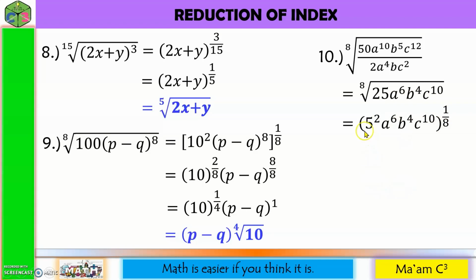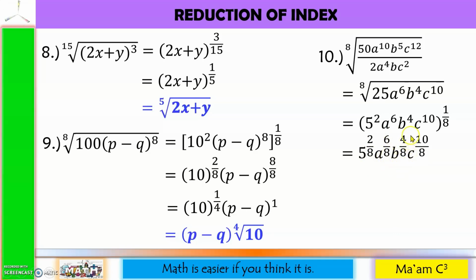So this will be 5 raised to 2 over 8, a raised to 6 over 8, b raised to 4 over 8, and c raised to 10 over 8. Now, let us divide everything by 2. So 2 divided by 2 is 1 and 8 divided by 2 is 4. 6 divided by 2 is 3. 8 divided by 2 is 4.